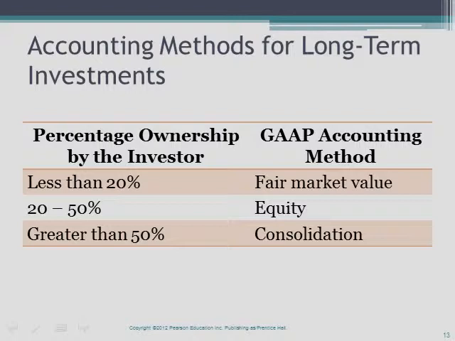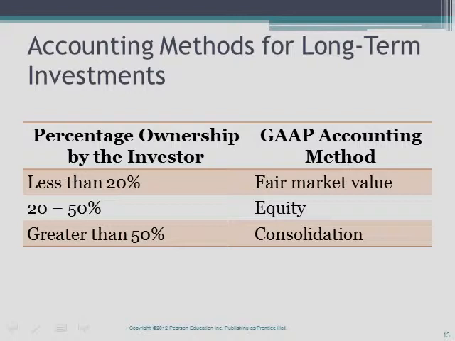The accounting rules for long-term investments in stock depend on the percentage of ownership by the investor. The accounting method typically used is shown in this table. An investment less than 20% is considered available for sale because the investor usually has little or no influence on the investee, in which case the strategy would be to hold the investment, making it available for sale in periods beyond the end of the fiscal year.